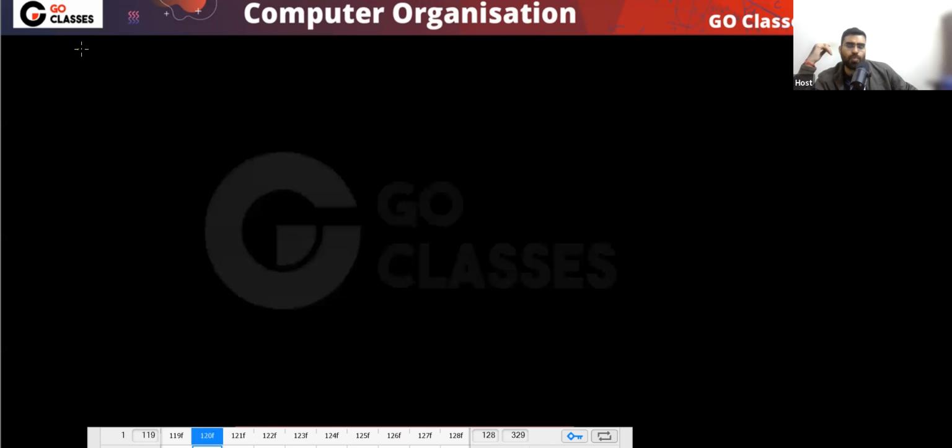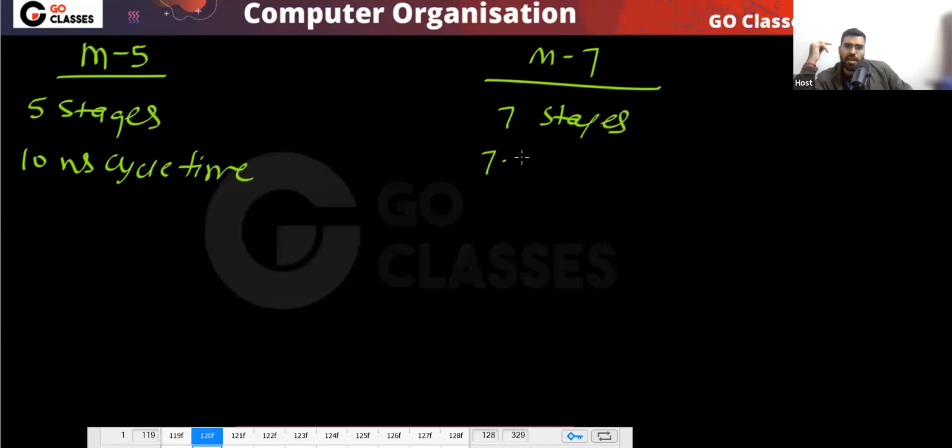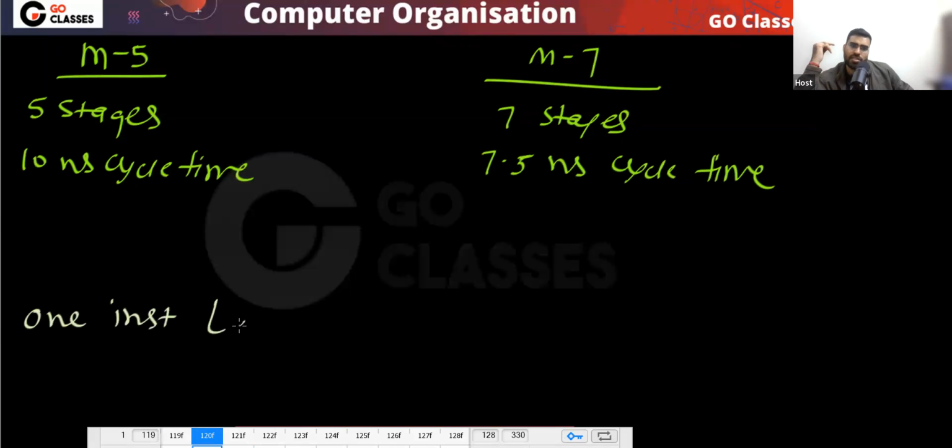The two pipelines are given to you. One is the M5 machine, another is M7. In M5, you have 5 stages, and the cycle time is already given, 10 nanosecond. Here in M7 you have 7 stages, and 7.5 nanosecond is the cycle time. Now a simple question: for one instruction, what will happen? What is the one-instruction latency?